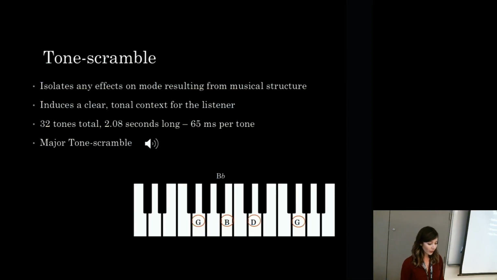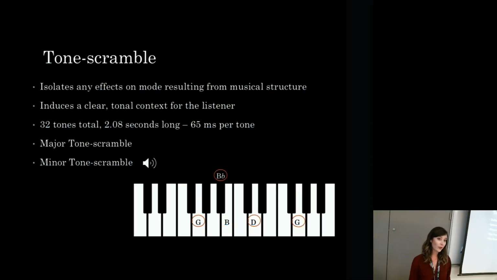So the major tone scramble comprises the G major chord, and so it has scale degree 3 to signify that it is major, and it sounds like this. So it's very quick. Whereas the only difference between the major tone scramble and the minor tone scramble is just the scale degree 3. So instead of B, it now contains a B flat, and it sounds like this.